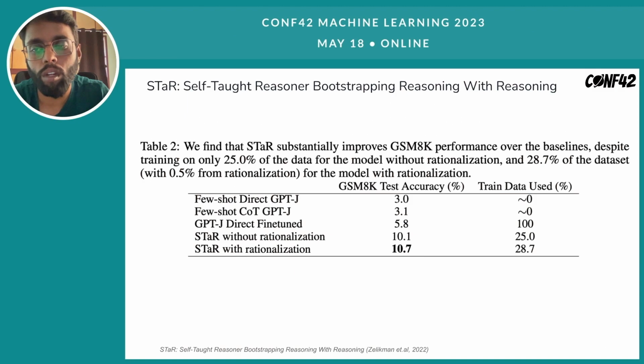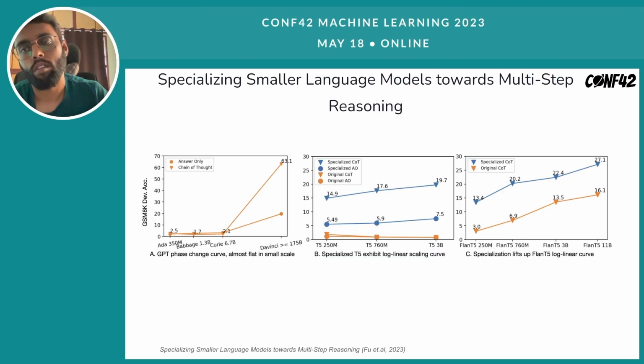If you can see, the few shot and fine-tuned abilities of the GPT-J model have improved from 5.8 to 10.7 here. Another variation to this approach, which is more of distilling from a large language model, is a paper called Specializing Smaller Language Models Towards Multi-Step Reasoning by Fu et al. Here the authors have tried to distill the reasoning steps as well as the solution from a large language model, a bigger model like GPT-3, and then they fine-tuned a smaller model like different T5 versions.